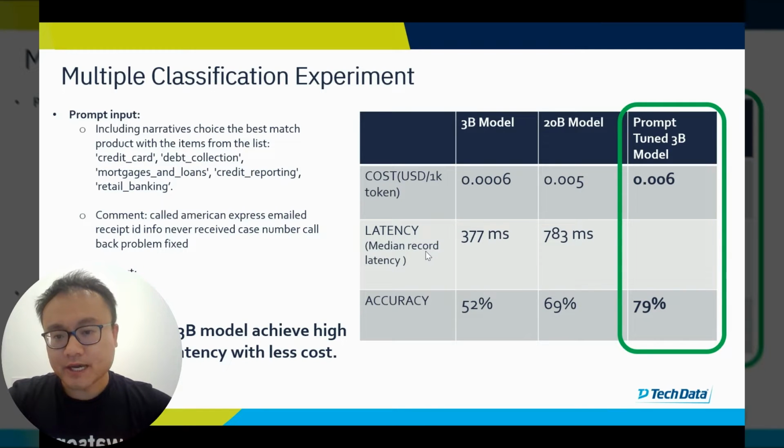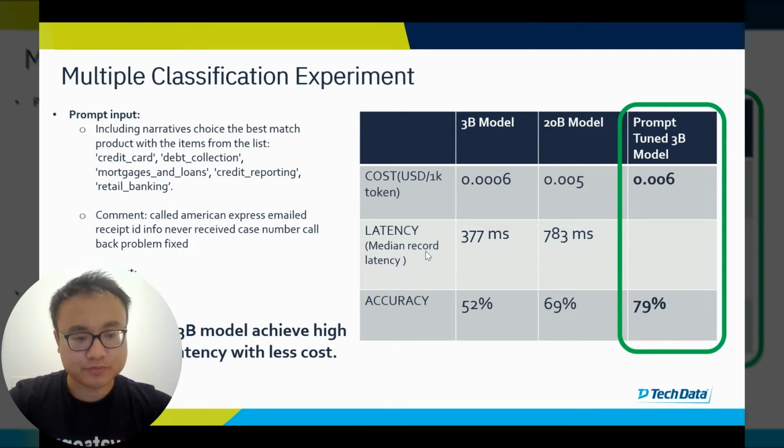The task we have today is classification of customer complaints. The customer will give some comment on a financial product, and we will classify the customer comment into five different categories. I started this task on a small model with 3 billion parameters, and we have 52% accuracy. Then I tried the same testing data on a 20 billion parameter model, and we have 69%, which is a big improvement.